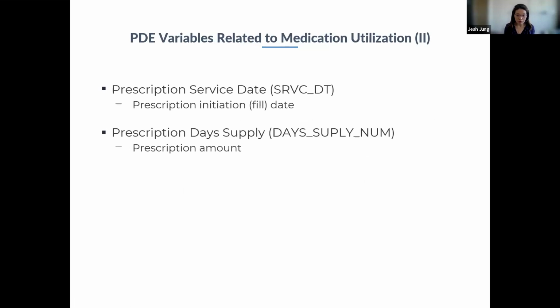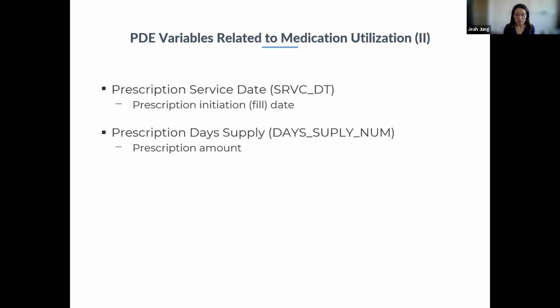Right. So what are then the other variables? There are two variables that you want to use. The first one is prescription service date, right? The service date tells you when the prescription was filled. It's not really initiation. We actually don't know whether a beneficiary took the drug or initiated the drug use on that date, but this is simply when the prescription was filled at the pharmacy.